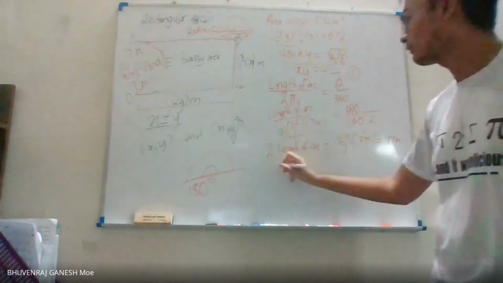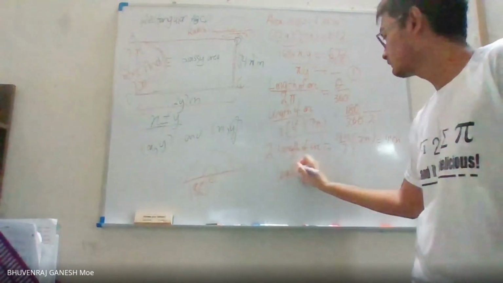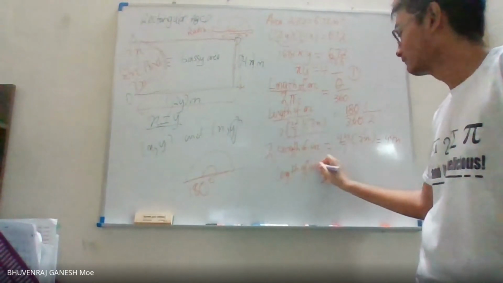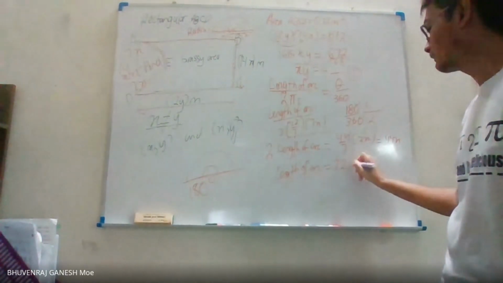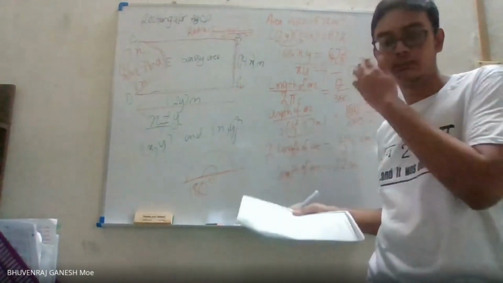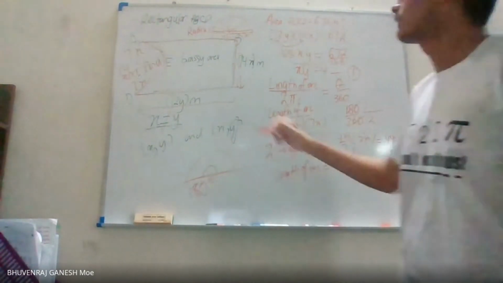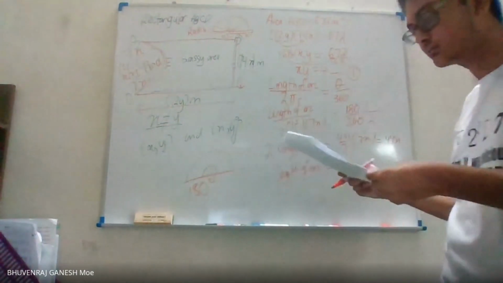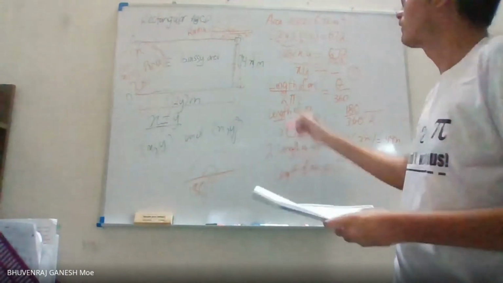So your length of arc, you actually found that it is 22x. Yeah? So then you can apply the info in the question here, the perimeter they gave. Then only you can use the 120 equals to that. So your root was like this, right?